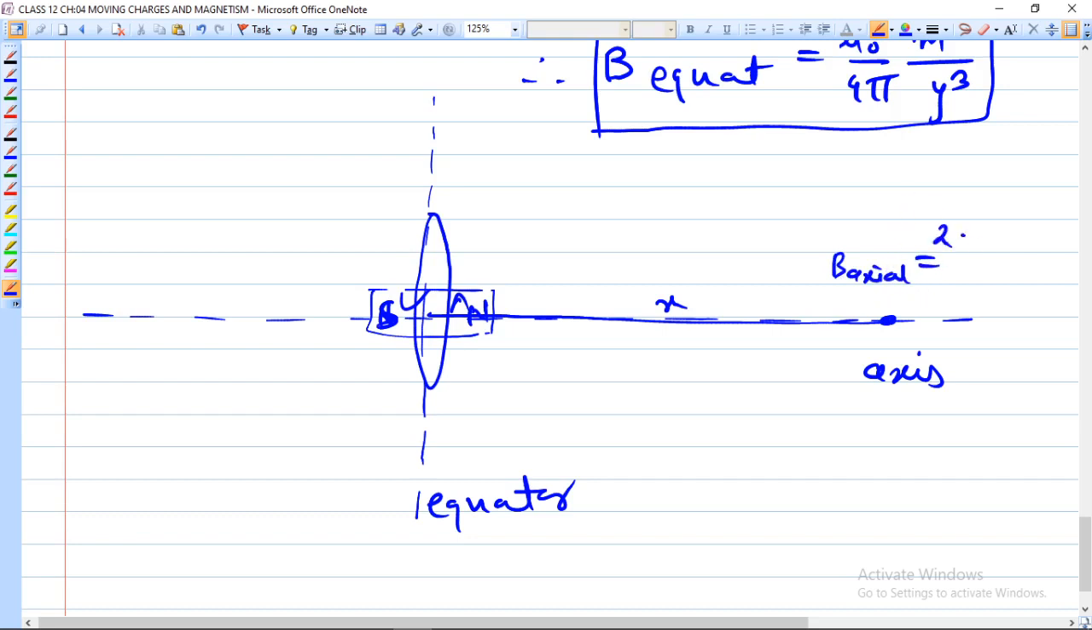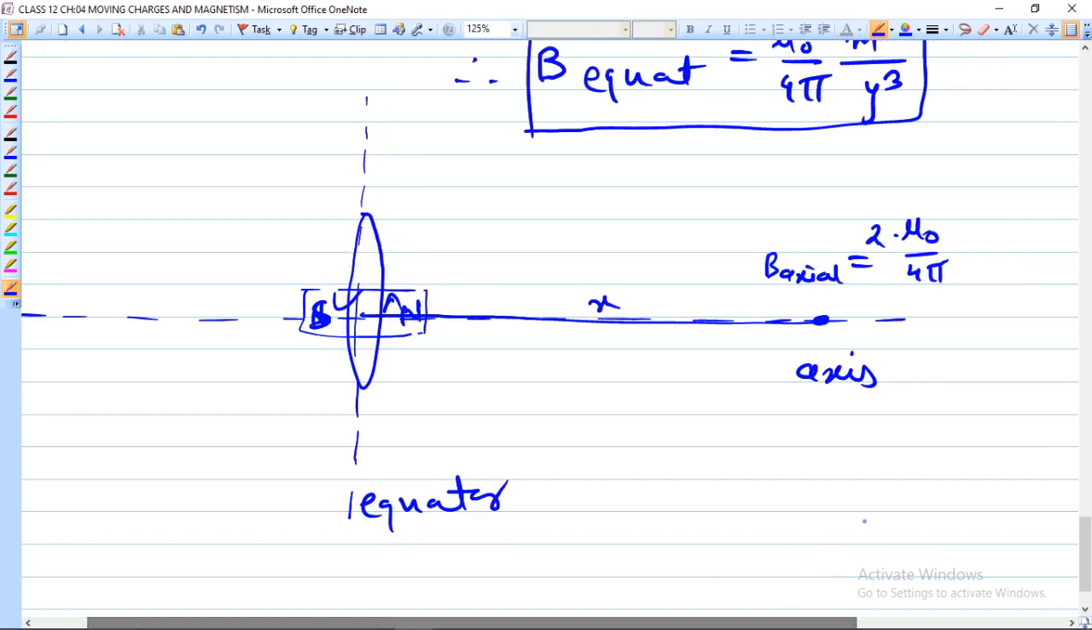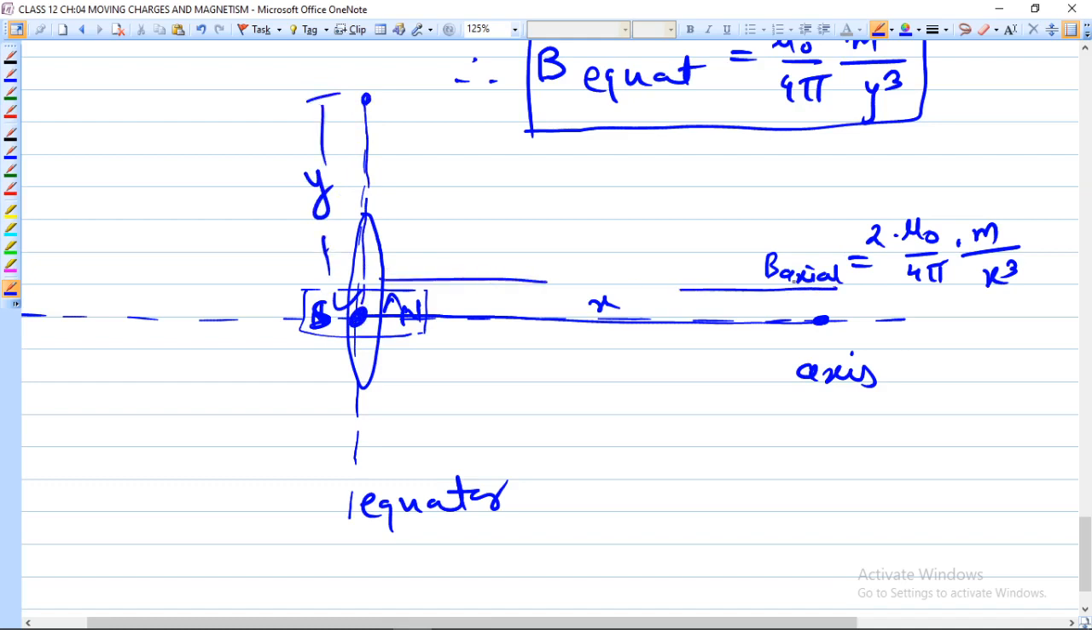So 2k means mu 0 upon 4 pi. I am using analogy. 2kp, p means M upon x cube. Fine. And if it is asked on the equator at distance y from the center, here also it is the distance from the center of a magnet or center of a loop. Why? Because the loop is behaving like a magnet, that we have discussed, that if you see from one side it will seem as a south pole, and if you see from the other side it seems as a north pole.